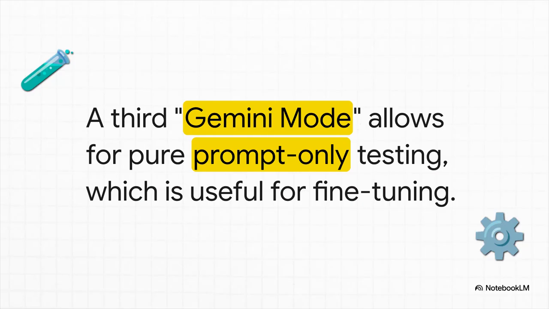Oh, and for all you developers out there, there's also this super handy third option called Gemini mode. This basically gives you a direct line to the AI model itself, so you can test out your prompts without any of the extra chat stuff getting in the way. It's really useful for fine-tuning.